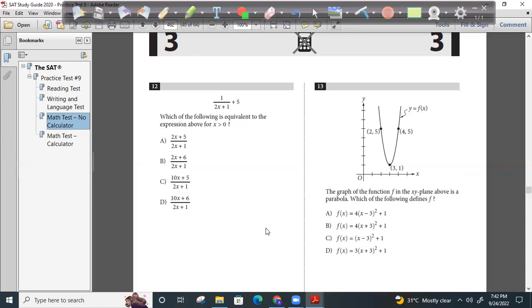Type your answer in the chat box. Please, everyone, be active and type it. If you don't understand, you are free to ask me any question. I will be happy to solve it. So which question do we have to do? Question number 13, a quadratic function question.